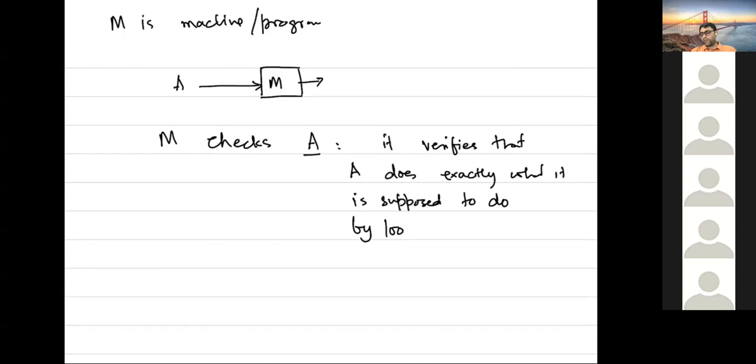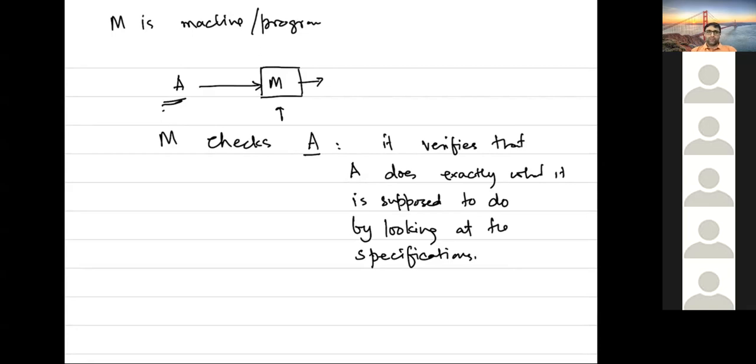By looking at the specifications. And you know that the specifications are mathematically very precise objects. So we hope and we assume that there must exist such a machine or such program, which when looks at a program, or any other program for that matter, given its logical, mathematical description and specification, it verifies that it does exactly what it is supposed to do.